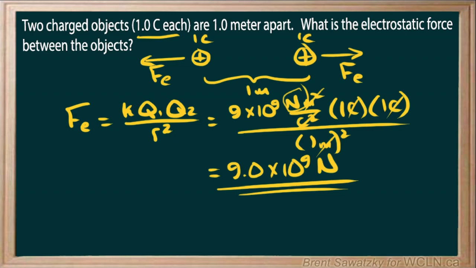Okay, so if you're thinking, well, that's an awful lot of newtons, you're totally right. That's a crazy amount of newtons, 9 billion newtons. And just to give you a bit of a feel for that, that's about 200 times the maximum thrust of a full-size rocket off the launch pad. A crazy amount of force.